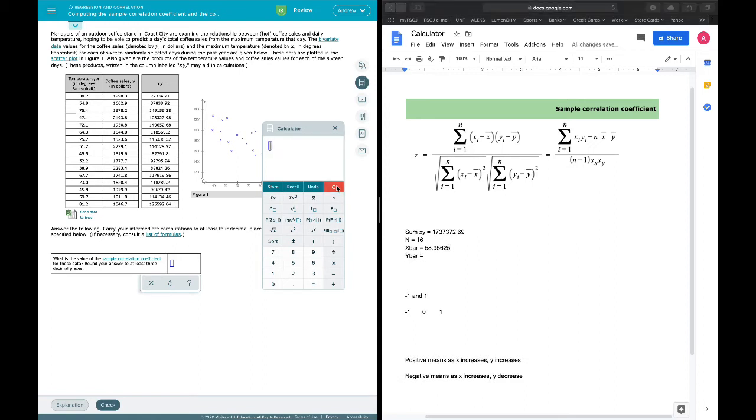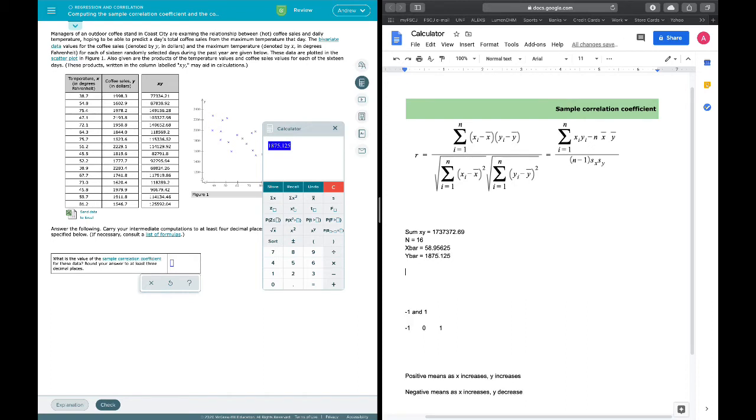So let's clear this. Make sure you clear that. I'm just going to highlight all the numbers in the y column and then hit the x bar. It's okay that it's an x and not a y. That means you're finding the average. So find the average of the y's, 1875.125. So that's everything we need in the numerator.